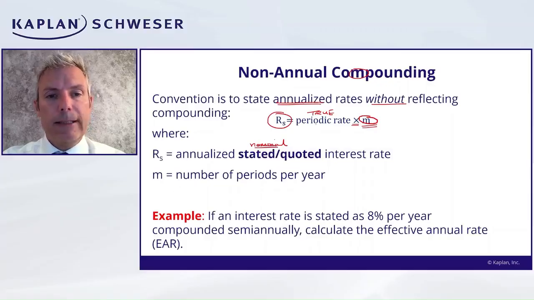Let's have a look at an example here. Let's say an interest rate is stated, so this is RS, as 8% per year.